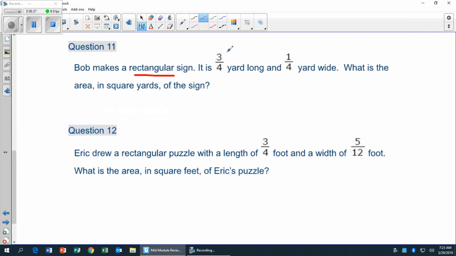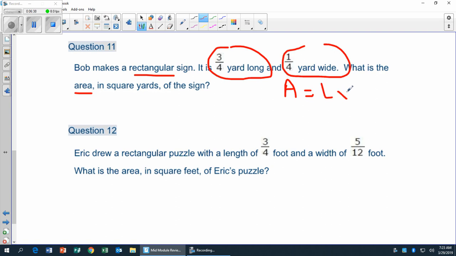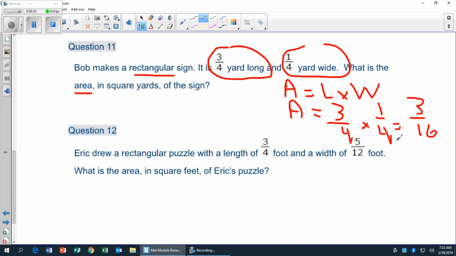Bob makes a rectangular sign. It's 3/4 yards long, 1/4 yard wide. What's the area? And we just talked about that area equals length times width. So here's our area, and the length this time is 3/4, and the width this time is 1/4. And when I multiply them together, I get 3/16, and we're talking yards, so we say square yards.